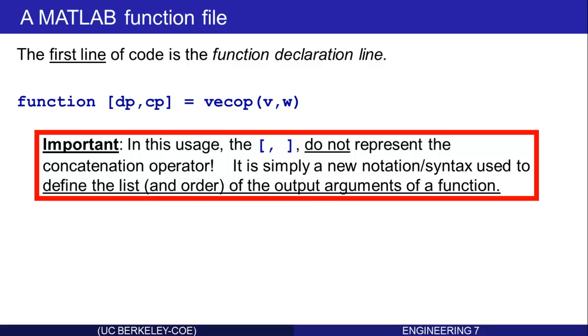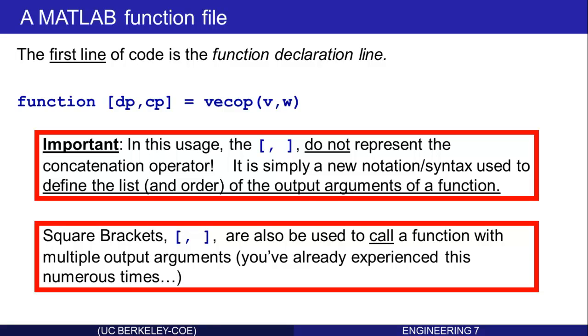I'll even reiterate that again later on in the module. Turns out that not only is it used for defining the output arguments of a function, but square brackets will also be used when we call a function with multiple output arguments. We've already experienced this numerous times. For instance, when we call the sort function, we used a square bracket and then 2 output arguments to call sort.